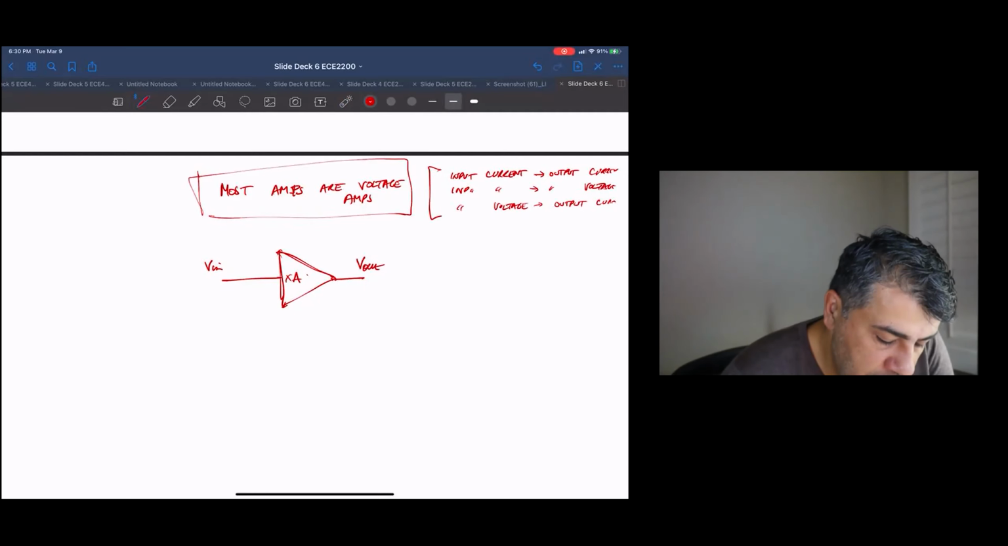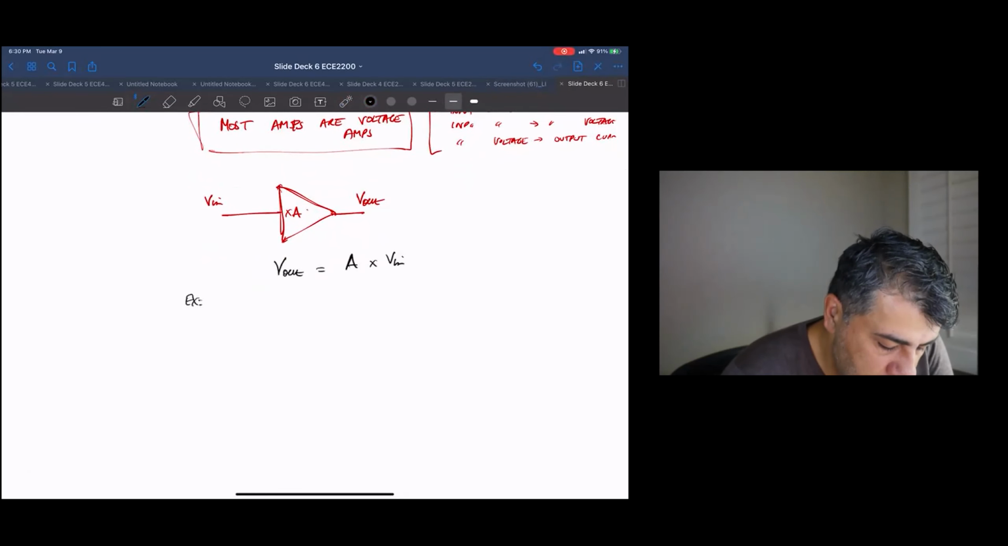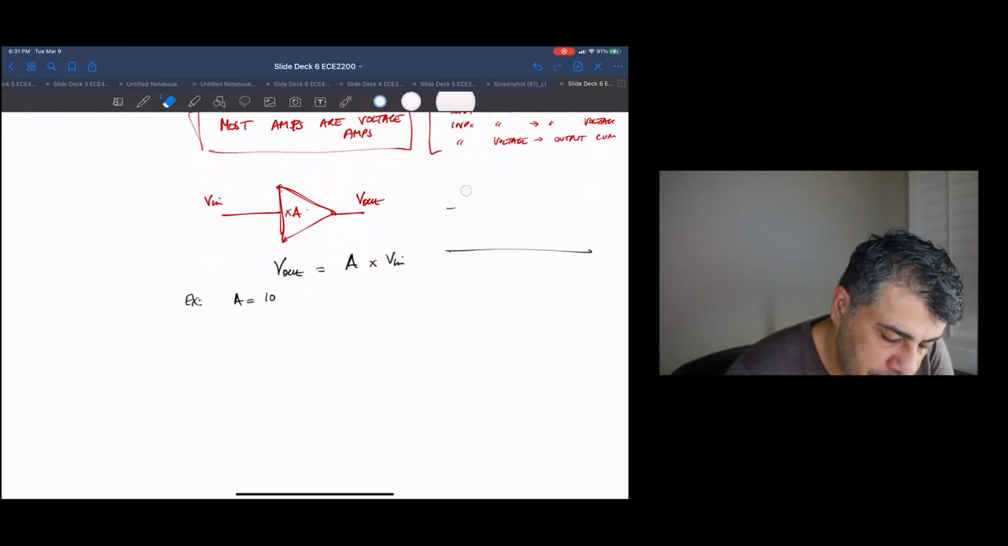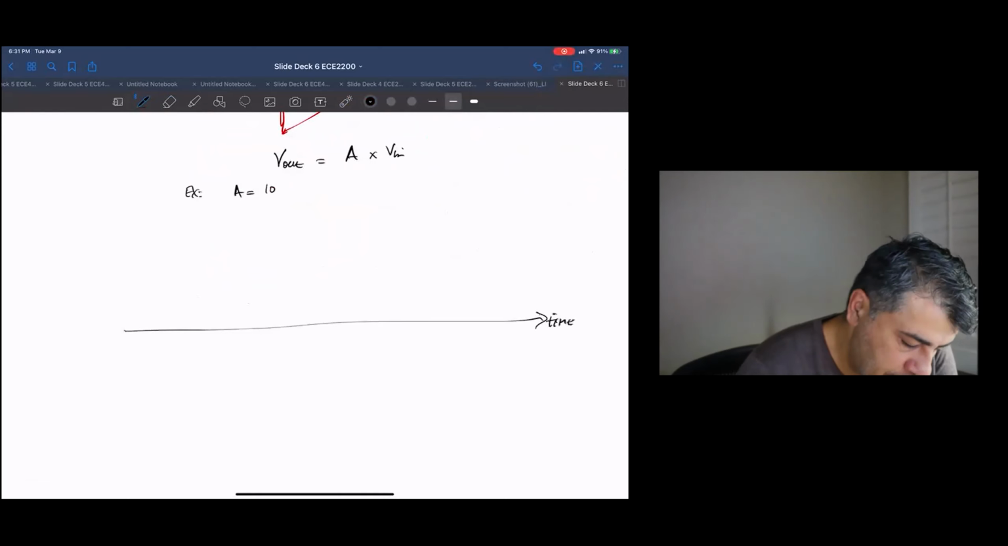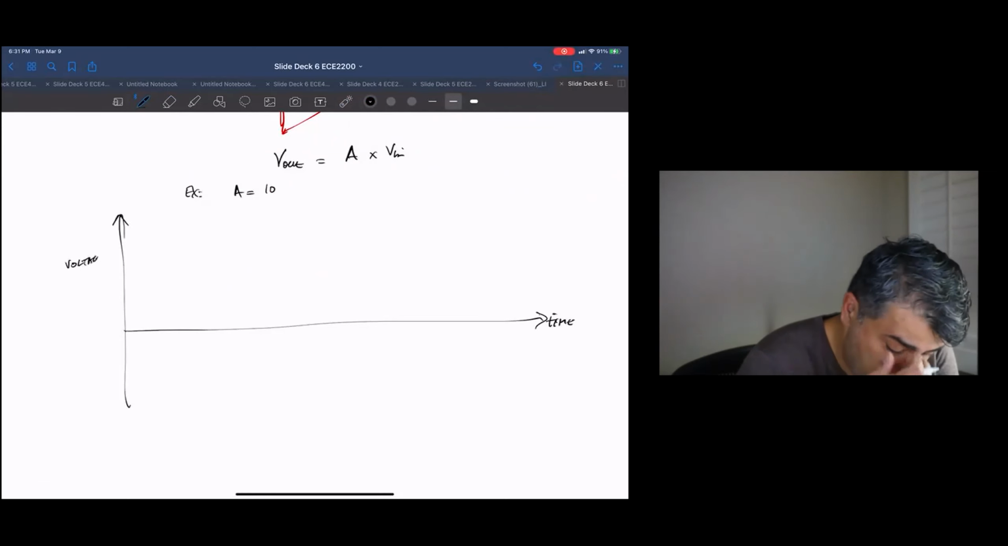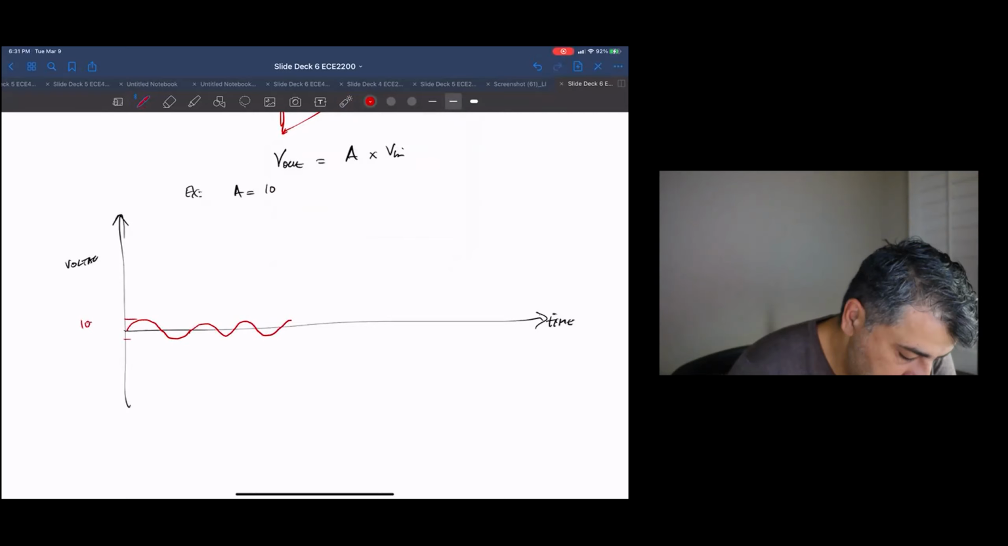So, okay, we have Vin, we get Vout, and basically we want this thing to do Vout equals A times Vin. So let's say A, for example, is, I don't know, 10. So Vin is, you know, a 10 millivolt signal. Let me draw it a better way. So this is time, this is voltage. Let's say Vin doesn't have any AC components, so Vin is sitting like that. And then say it's 10 millivolts.